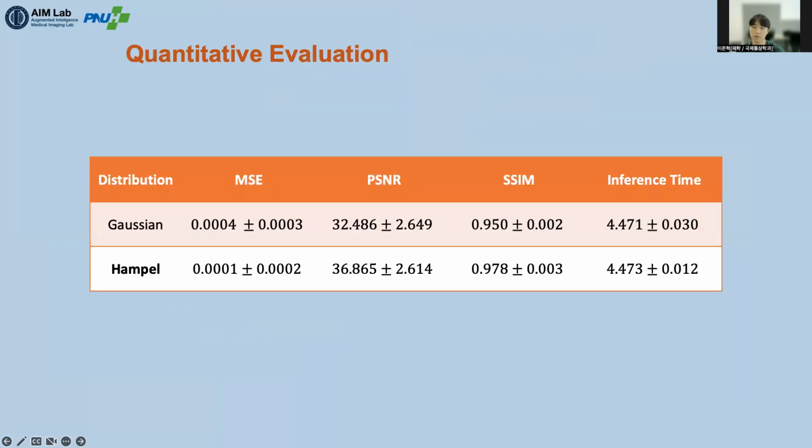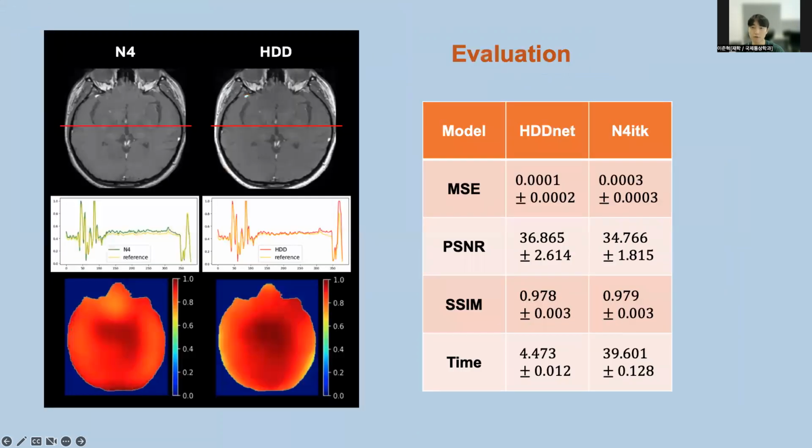As shown in the table, Hampel random noise outperformed Gaussian random noise in all metrics. The Hampel mixture distribution can provide clear evidence of convergence. The right figure shows N4 and HDDNet follow a similar pattern of the bias field in the synthetic image, especially in the line plot. But as in the table on the left, our model outperformed on its MSE and PSNR.